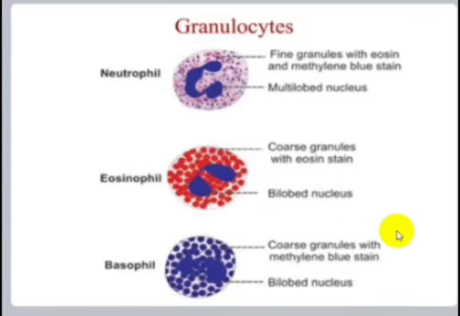Now, there are three major types of granulocytes. The first one is known as the neutrophils. Number B are the eosinophils. And then number C, we have basophils.